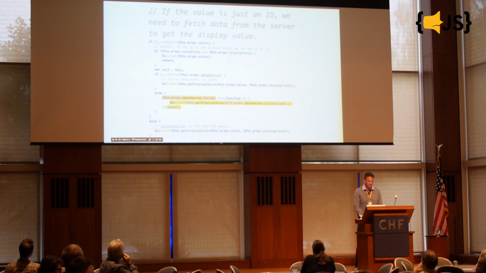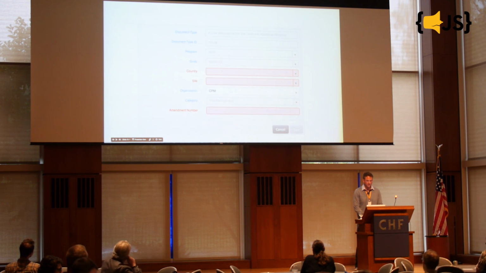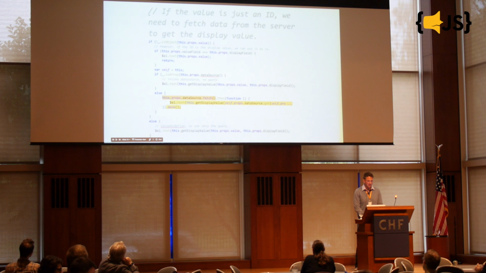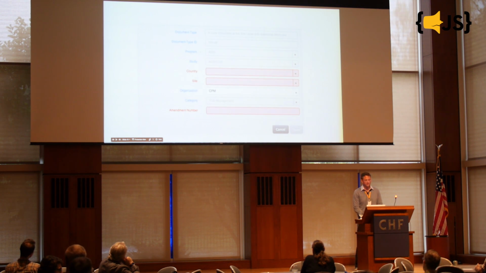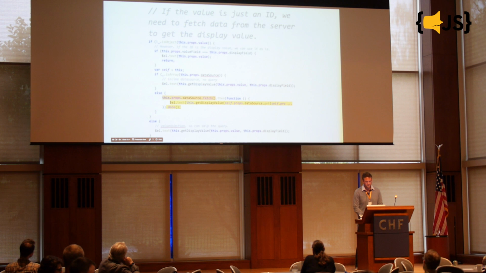So I wrote this code. This is again the code behind this application I'm demonstrating to you. And look at this comment that I've made real big. The value is just an ID. We need to fetch data from the server to get the display value. So that means if I have a JSON structure with an ID in this combo box, that's not enough to draw it. I need to go load the label. So you have to write an if statement, and I had to write 15 lines of code around this.